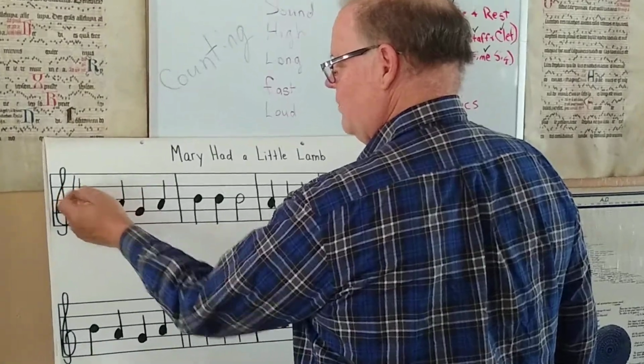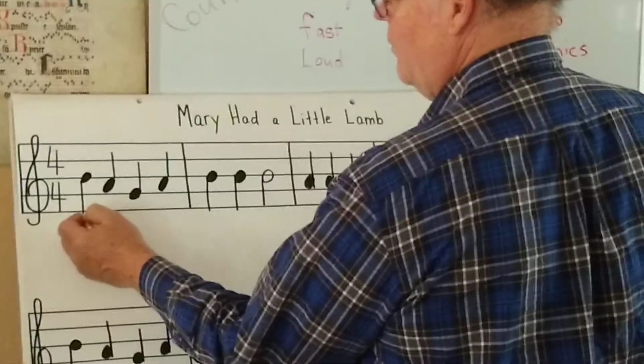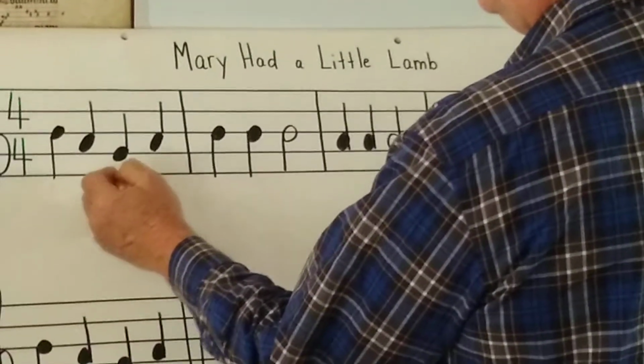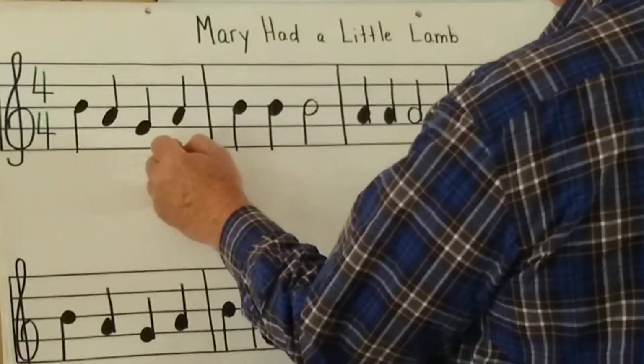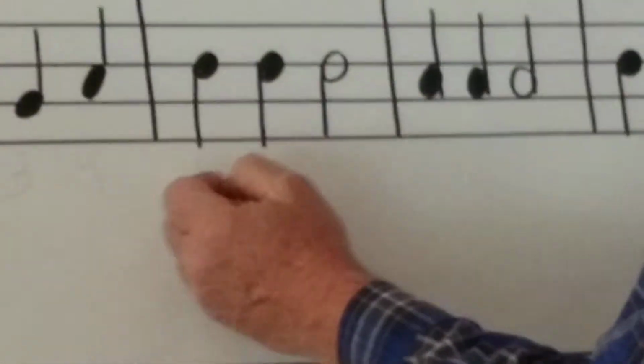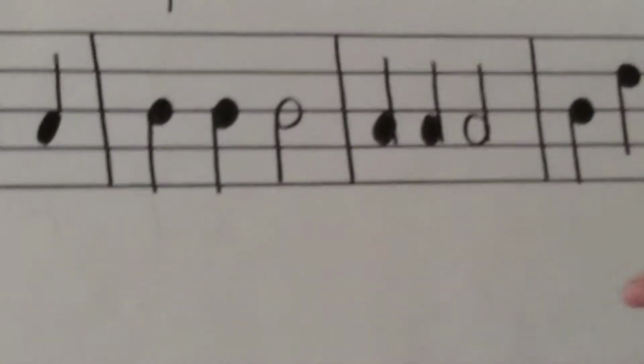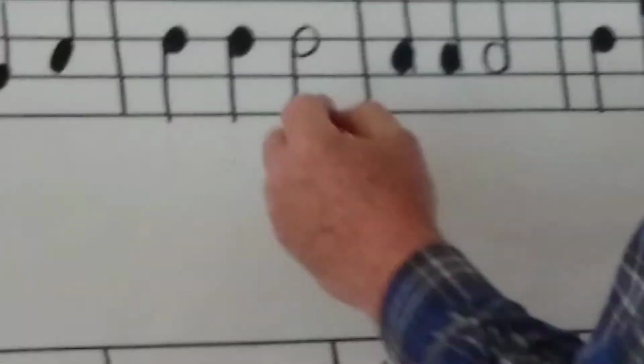We have 4 beats, right? And a quarter note gets the beat. So there is beat 1, 2, 3, 4. That makes sense. We have beat 1, 2. This is 3 and 4, but they're all connected.